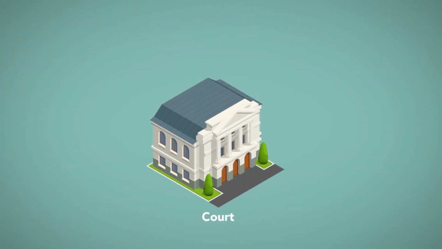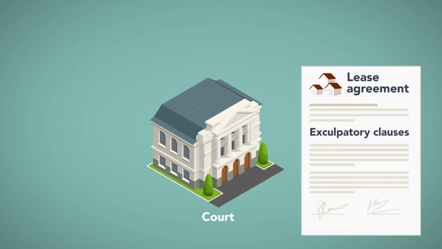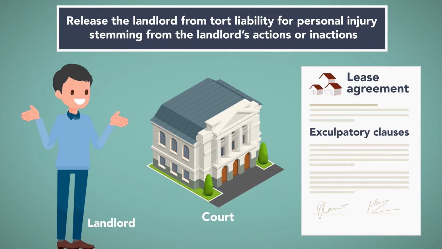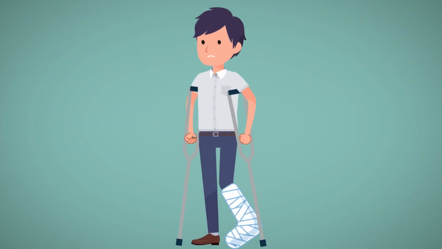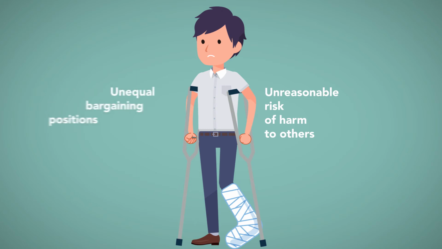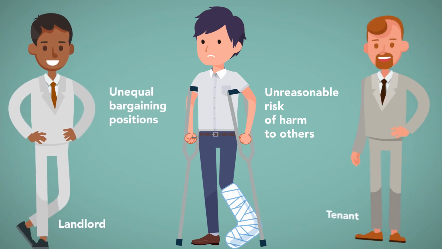Finally, note that some courts have ruled that exculpatory clauses in the lease agreement, which release the landlord from tort liability for personal injury stemming from the landlord's actions or inactions, are void for public policy reasons, since the clauses may impose an unreasonable risk of harm to others, especially in light of the unequal bargaining powers of landlords and tenants.